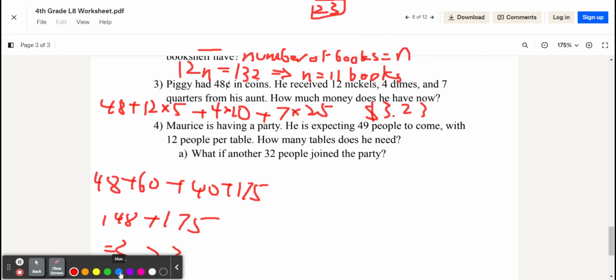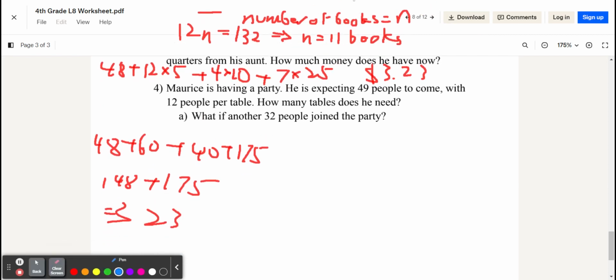I think I'll write in blue to differentiate from the previous problem.